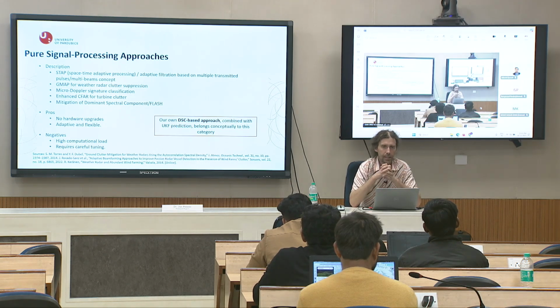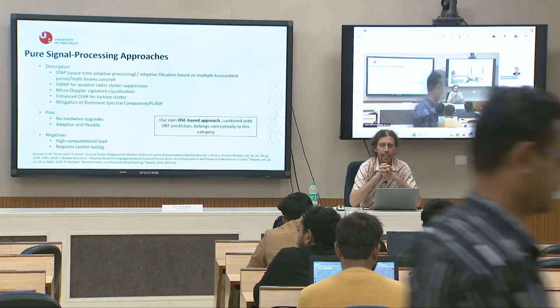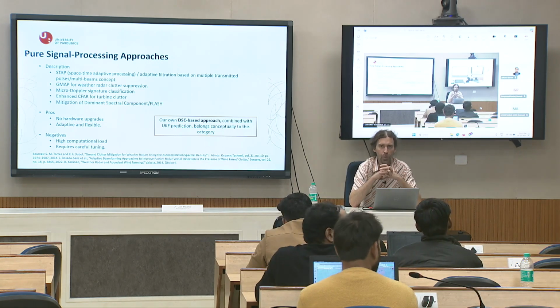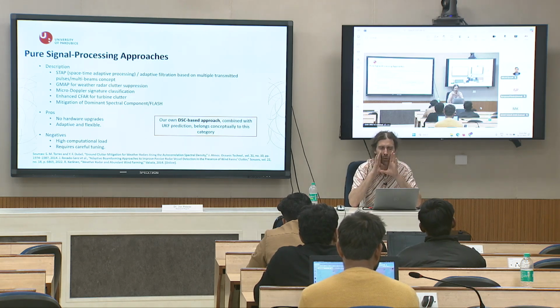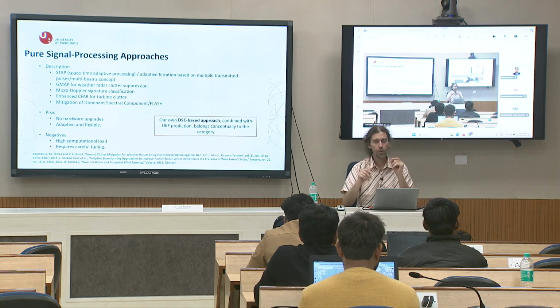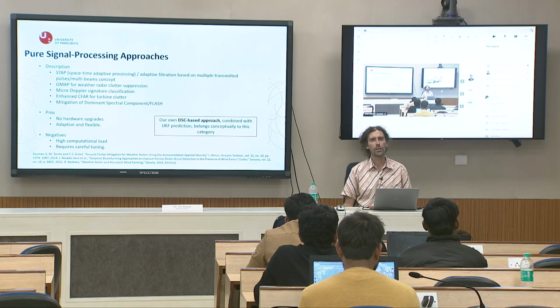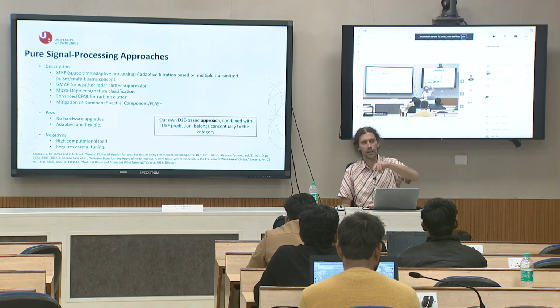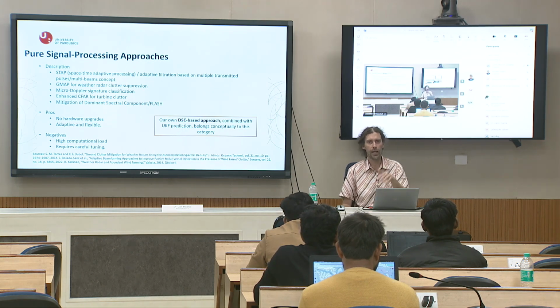So I will tell you something about our solution. Our solution is based on the DSC approach. And what is DSC? It is dominant spectral component, and from now you will see this shortcut DSC a thousand times. You know what the spectrum from wind turbines probably looks like. It will be a very complicated spectrum due to different angles, different RCS and so on from different directions.